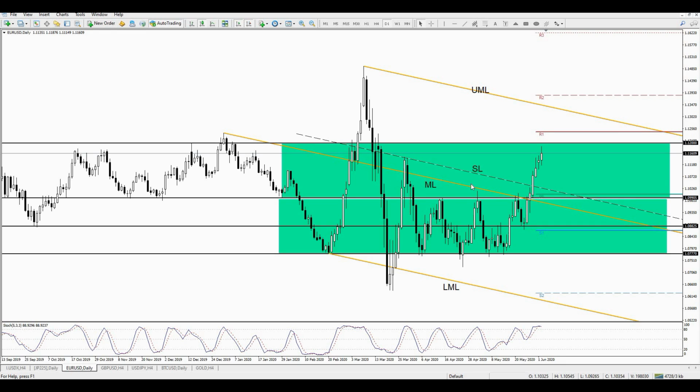Okay, so as long as the price was trading right below this medium line, the bearish pressure was high, but the valid breakout has confirmed a reversal in the short term, an important upside movement. So right now, euro versus the US dollar is bullish, strongly bullish. The next target is also R1, also the upper medium line.